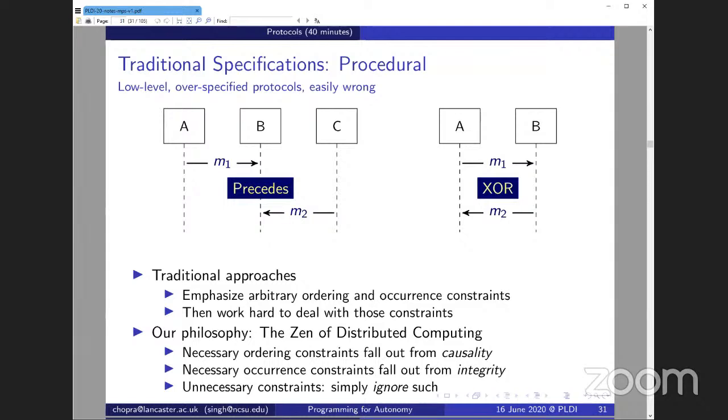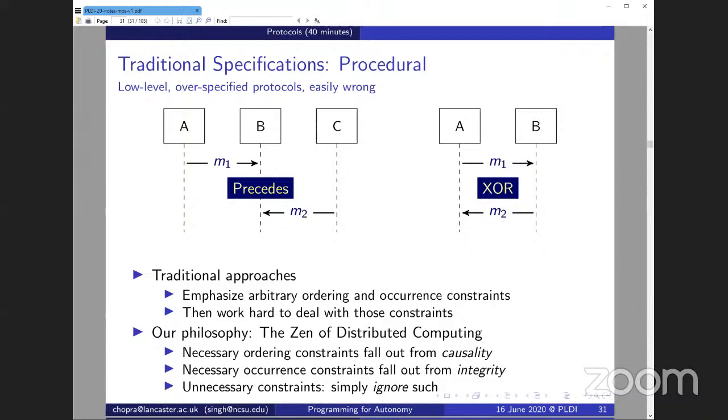We don't wake up in the morning and say, let me make this message precede that message. And we don't wake up in the morning and say, let me make that message exclusive with the other message. If you want precedence, it's because there's some information flow, and that will happen through causality. And we only care about those exclusions where the lack of an exclusion would cause some integrity violation. So we do spend some time thinking about that. And then every other constraint is simply irrelevant. We call this the Zen of distributed computing, because it's very calm. You put in the essentials and everything else is obviously not essential, and it doesn't make a difference.